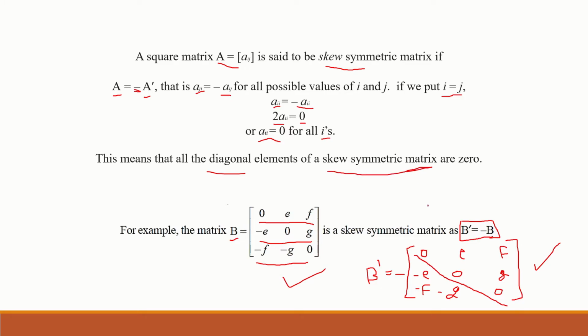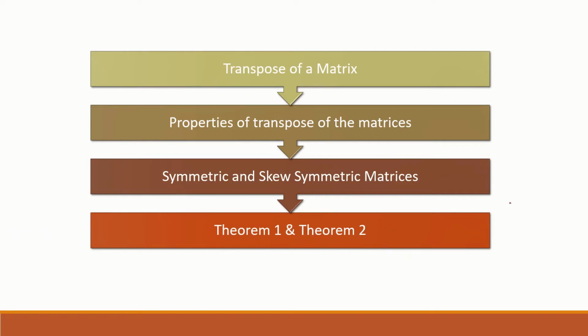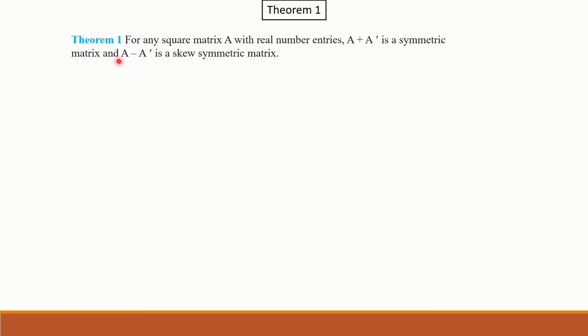Pause the video to note this down. Now let us see some theorems here. Theorem number 1 is for any square matrix A with real number entries, A plus A dash is a symmetric matrix and A minus A dash is a skew symmetric matrix.